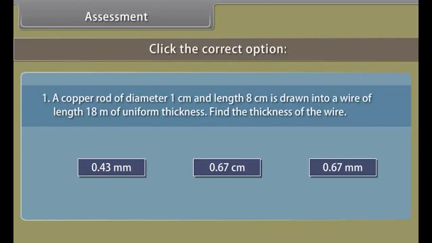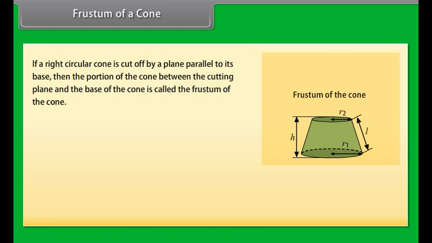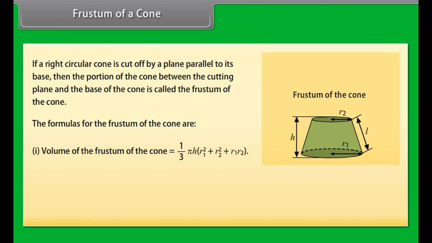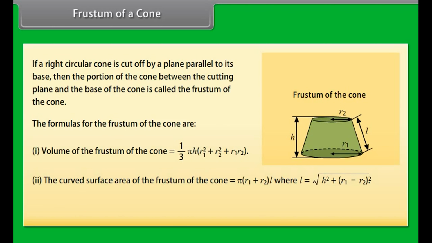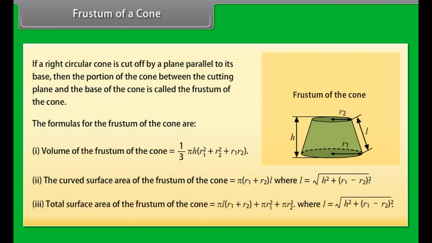Assessment. Now answer the given questions. Click the correct option. Frustum of a cone. If a right circular cone is cut off by a plane parallel to its base, then the portion of the cone between the cutting plane and the base of the cone is called the frustum of the cone. The formulae for the frustum of the cone are given below. We will find the volume and the surface area of the frustum of the cone using these formulas in the next screen.